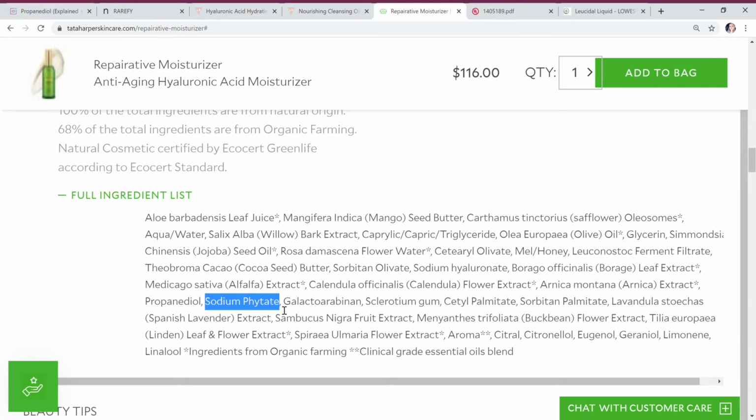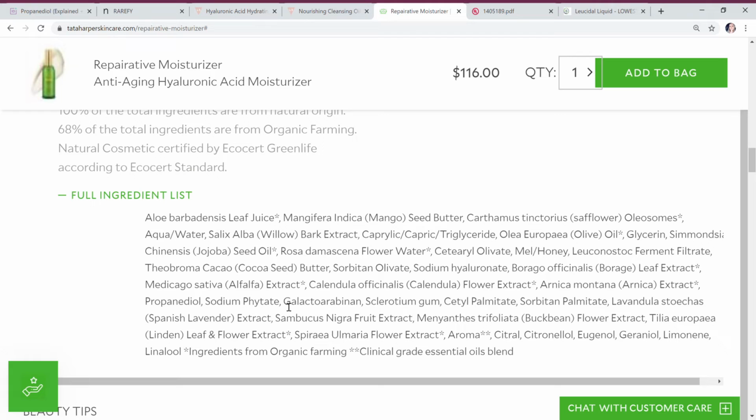Here we have sodium phytate. Sodium phytate is a chelator. It is used at around 0.1 to 0.2%, and it grabs onto metal ions in the formula, so it keeps the product stable longer, looking the same longer. So sometimes there's a coloring shift that can happen over time, and that's due to the metal ions in the product. So this helps to keep the color and everything nice and stable. And it also helps with the preservation system.